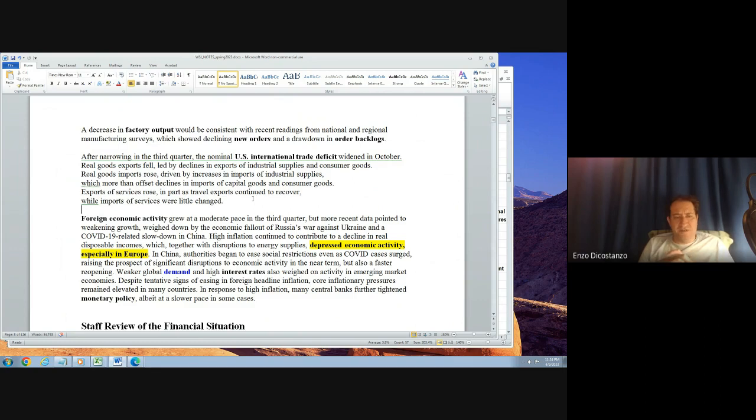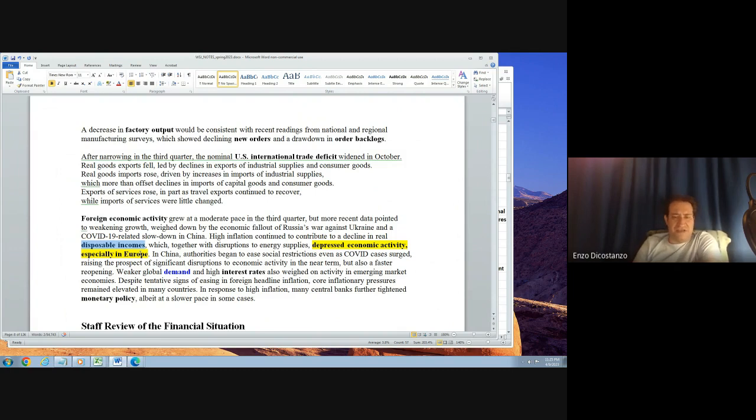But it says more recent data pointed to weakening growth, weighed down by economic fallout in Russia's war against Ukraine. And we've seen that in a couple comments here. COVID-19 related slowdown in China, so they're still dealing with that. High inflation continued to contribute to a decline in real disposable income. So again, we looked at disposable income and how you get to that: rental income, wages and salaries, return on assets, dividend income, interest income, farms, whatever, that all adds up to disposable income, transfer payments, whatever it might be.